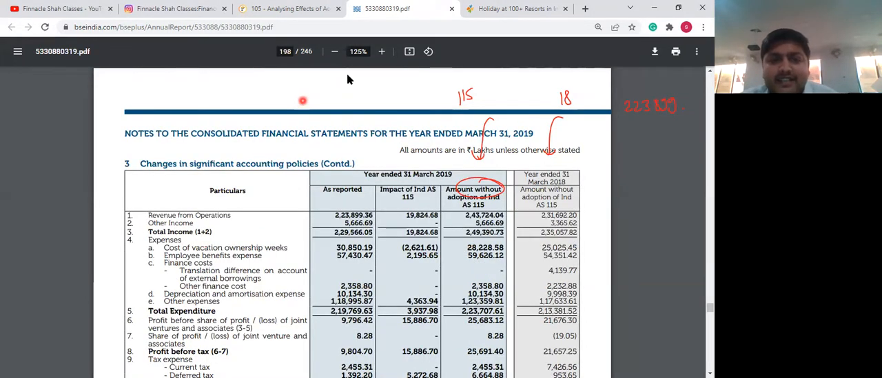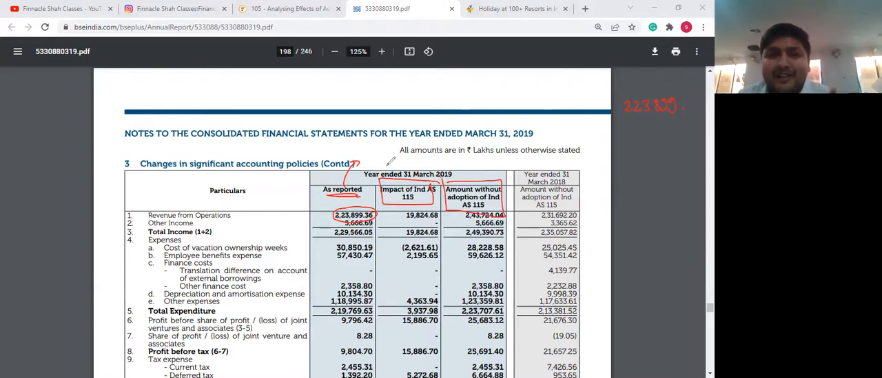When you see this, take a look at the figures. The figures which we saw under IND AS 115 was 223,899. Yeah, precisely the reported figure. So as reported is as of IND AS 115, this is the impact. And if you remove that impact, you will see a revenue figure without 115.